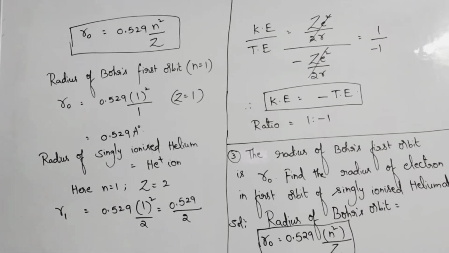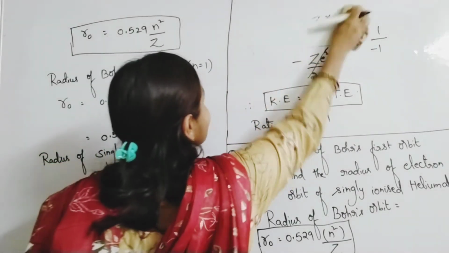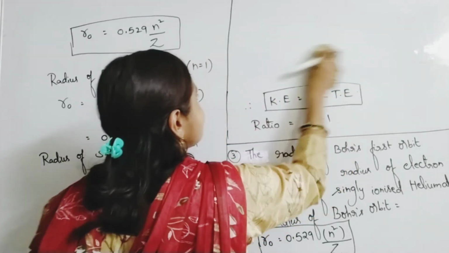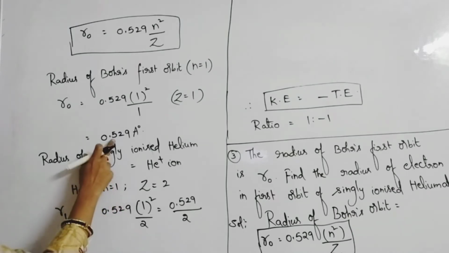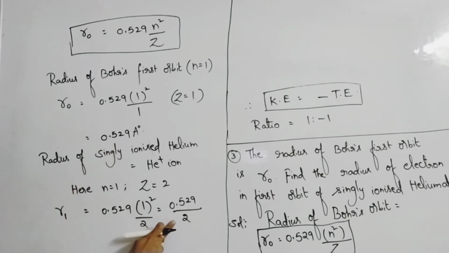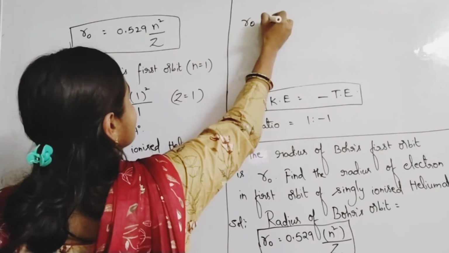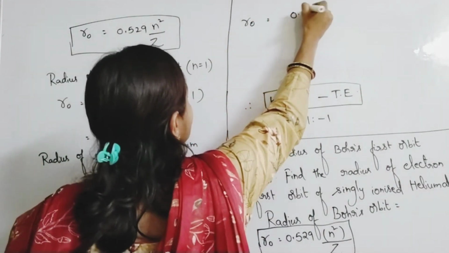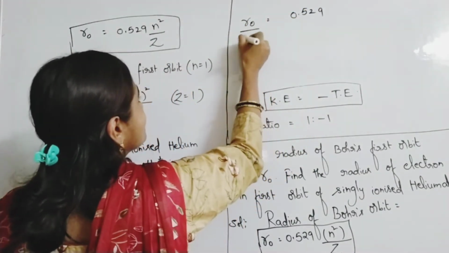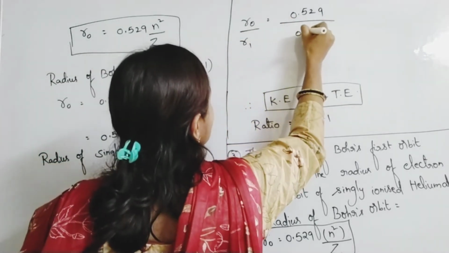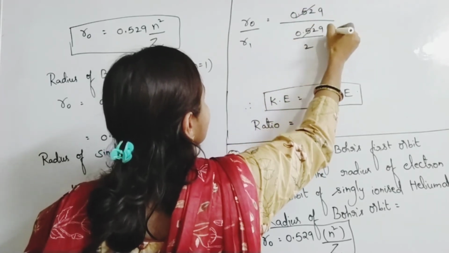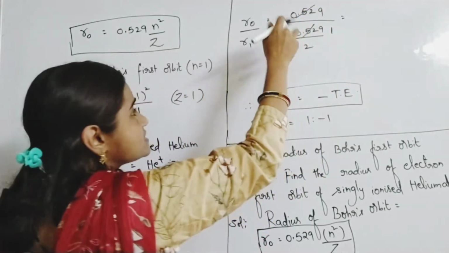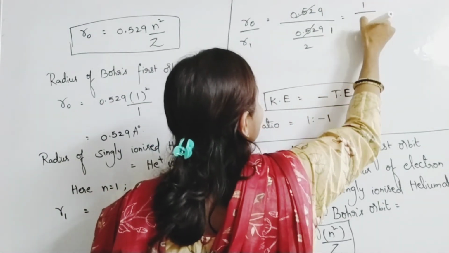So what will be the relation between R0 and R1? Both you are getting almost similar values. Here 0.529 you got, and here 0.529 by 2 you got. So R0 by R1 is equal to 0.529 by 0.529 by 2. Both can be reduced, and you will be getting 1 by 1 by 2.